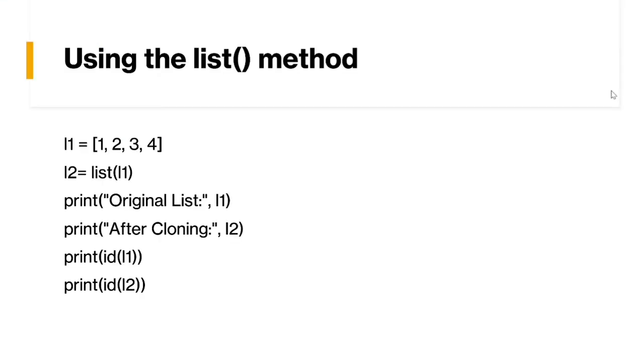The next method of preparing a clone is using the list method. You can also create a clone by using the list constructor, that is, you are just passing a list to it and then assigning it to a different variable. So through this function we can also create a clone. Let us see the same thing with the help of the list method.